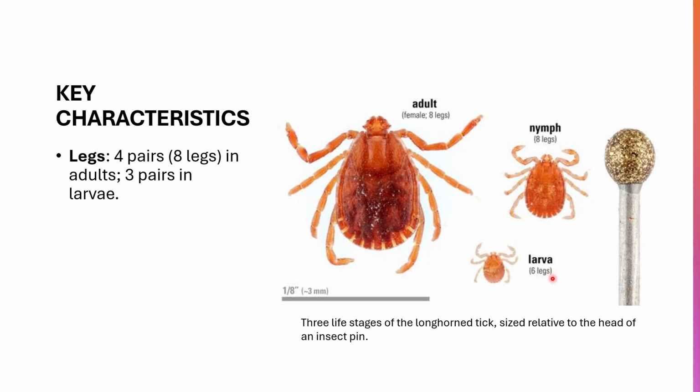For the smallest life stage, we have the larva. This is a bit smaller compared to the head of the insect pin. So it has 6 legs or 3 pairs of legs. In terms of the size, it is followed by the nymph with 8 legs, and the largest is the adult with again 8 legs.